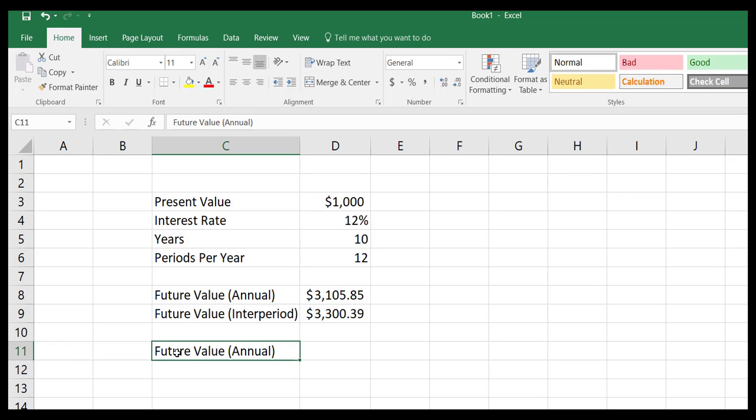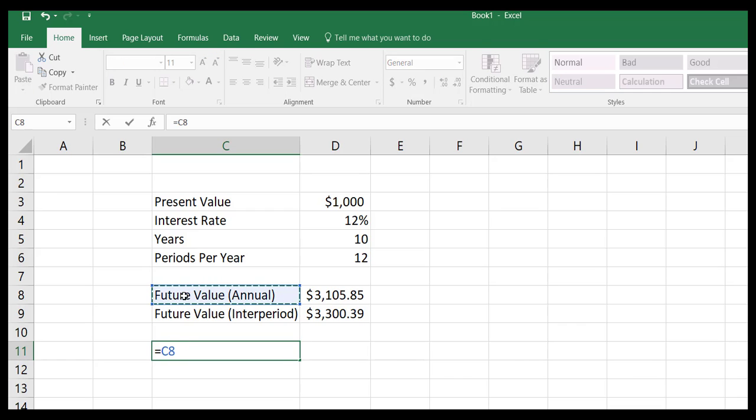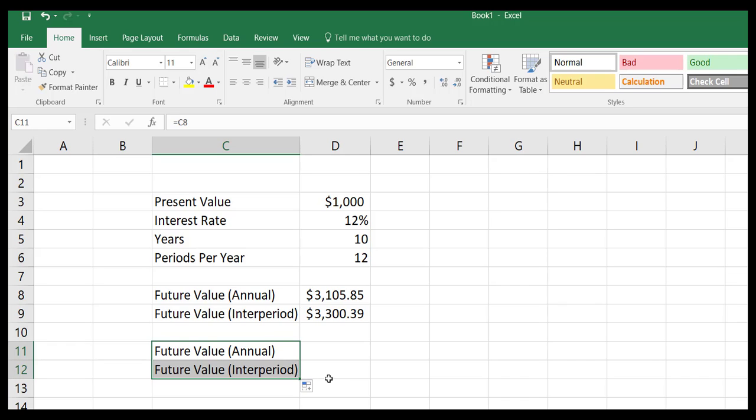Actually, I know a better way to do that, y'all. Let's do it the quick, easy way. I'll type an equal sign and click on future value annual and press enter, and then I can just drag that cell down. I don't have to waste all my time typing and run the risk of a typo because I tend to make typos and misspell words.